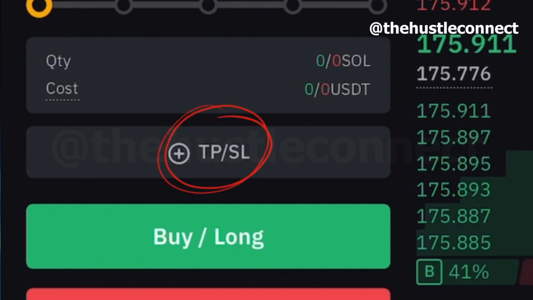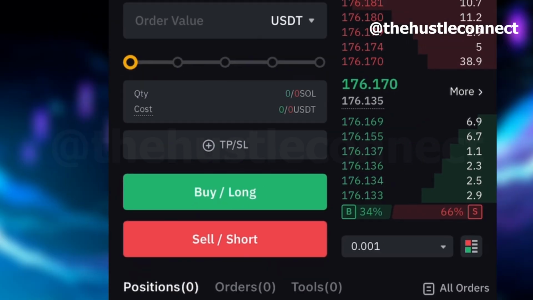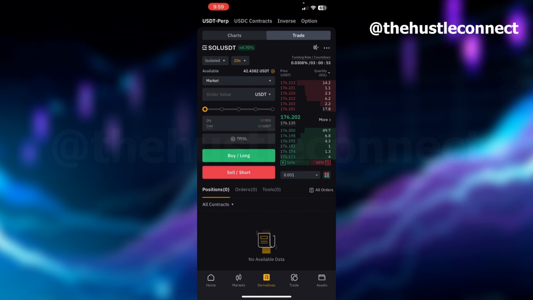TP simply means take profit, while SL means stop loss. Now, I'm going to take a trade so I can open my TP and SL to show you how it looks on the inside.